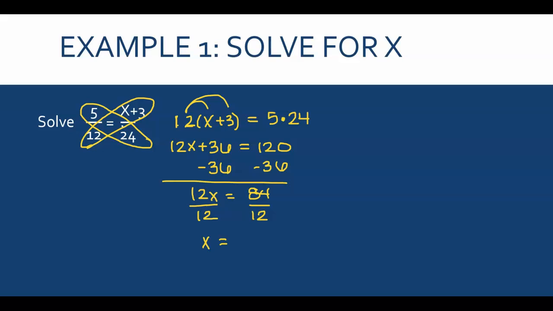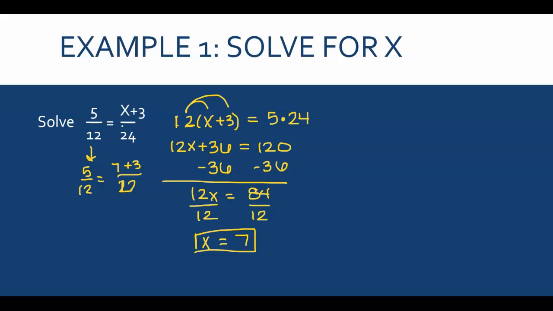anybody know what 84 divided by 12 is? 7. So what that's saying is that the fraction 5 over 12 is equal to 7 plus 3 over 24, or really 10 over 24. And what would you multiply 5 over 12 by to get to 10 over 24? How can I get 5 twelfths to 10 24ths, Nick? Perfect. Multiply by 2. So do you see how you can kind of check it by plugging in what you get for the x into the fraction?